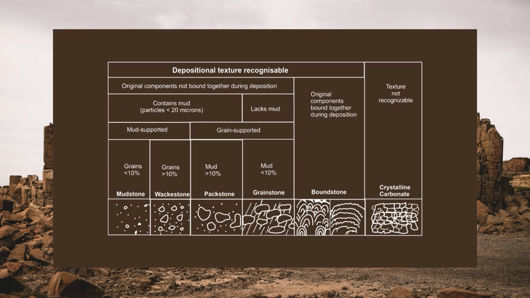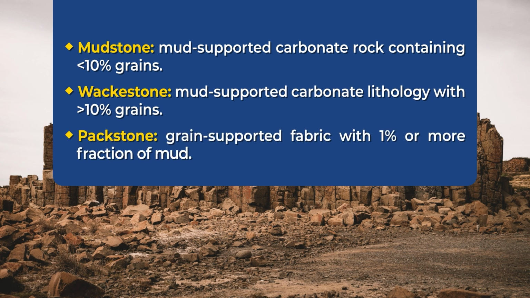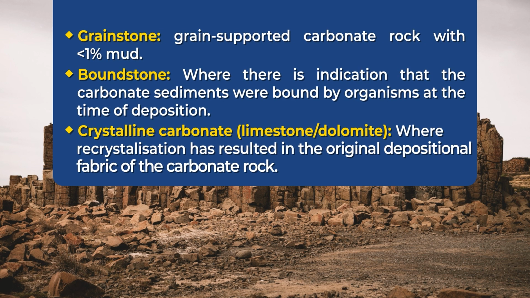So, as per Dunham's classification, mudstones are mud supported carbonate rocks that contain less than 10% grains. And wackestone is a mud supported carbonate lithology with greater than 10% grains. And packstones have a grain supported fabric with 1% or more fraction of mud. Then grainstones are grain supported carbonate rocks with less than 1% mud.